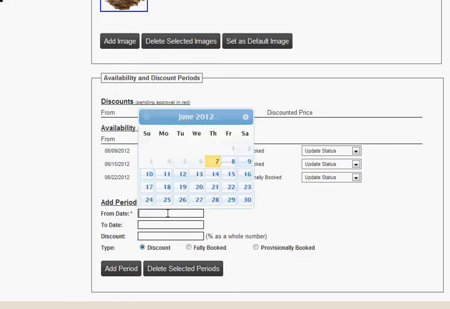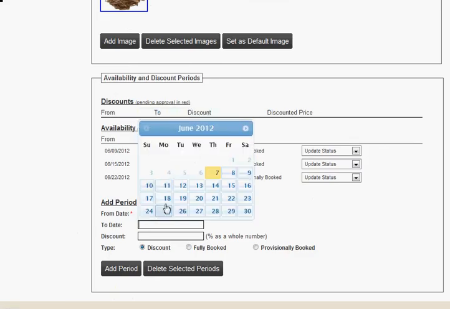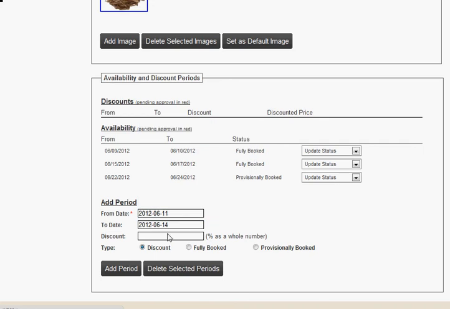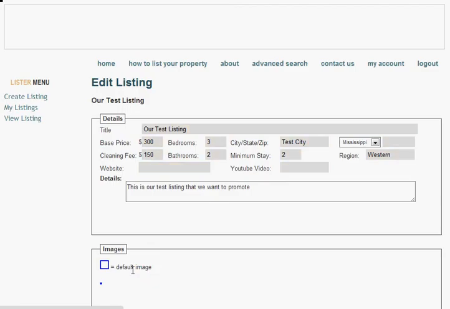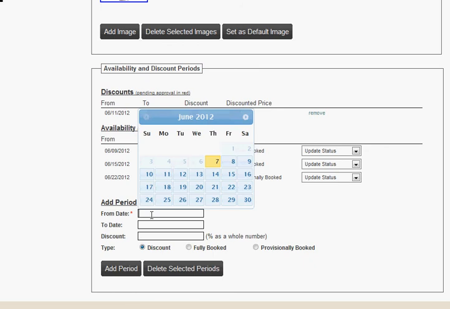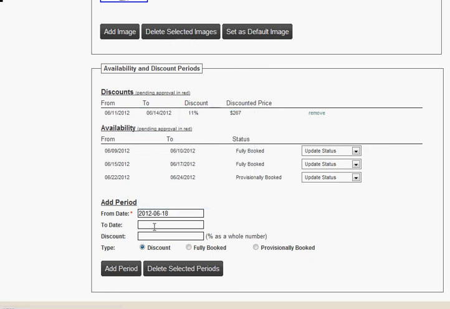Let's go ahead and add a discount rate from the 11th to the 14th. And since the person above me was offering a 10% discount, let's just offer an 11% and see if that works. For the next week, let's try a different style. Create sort of a cascading discount effect. We'll start on the 18th. We'll go through the 20th. And let's say we'll offer a discount of 15%.